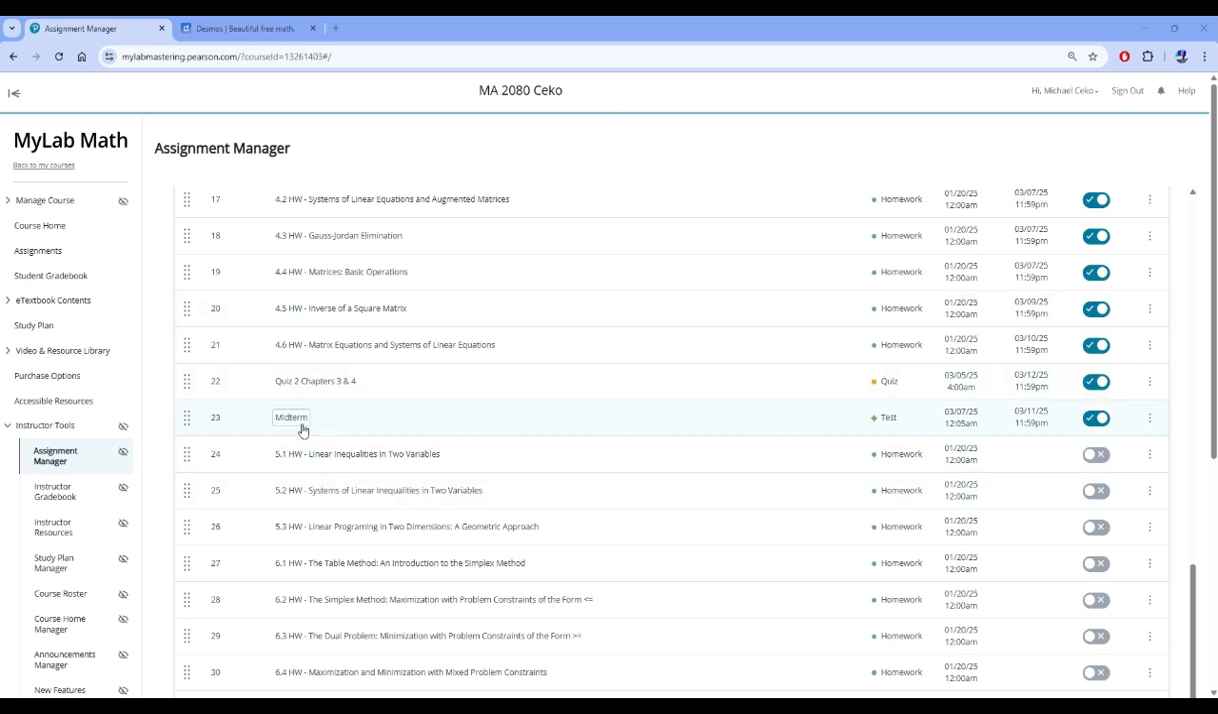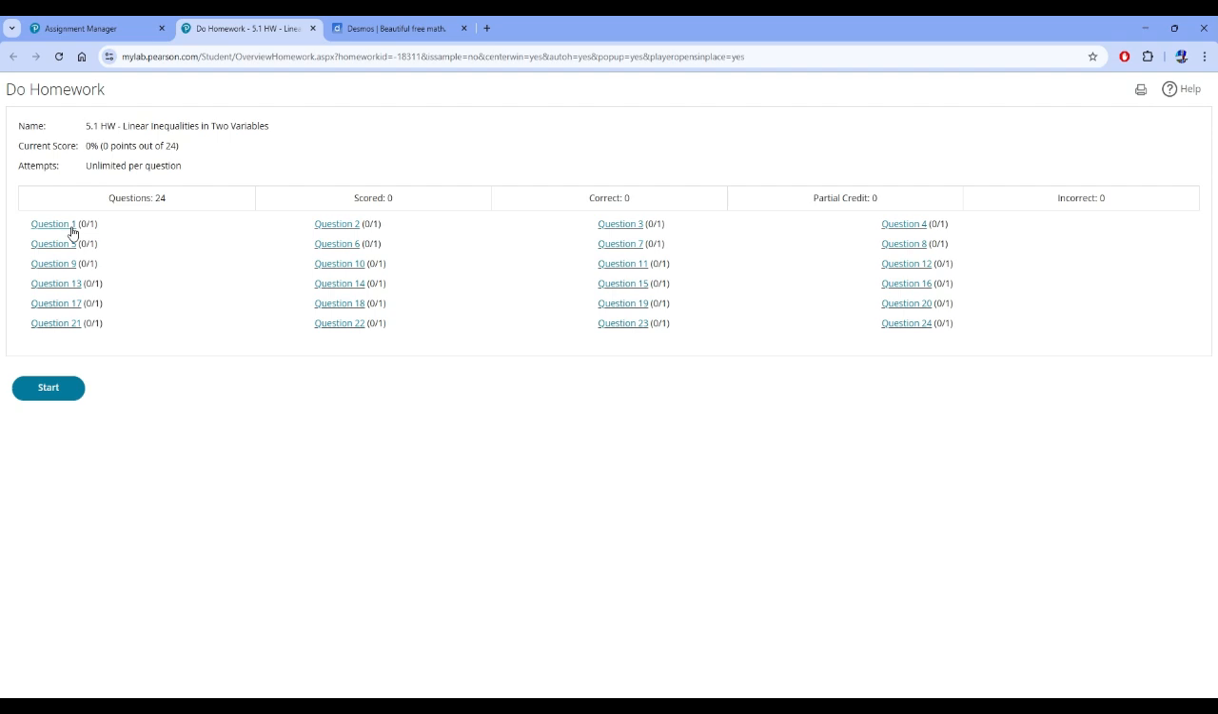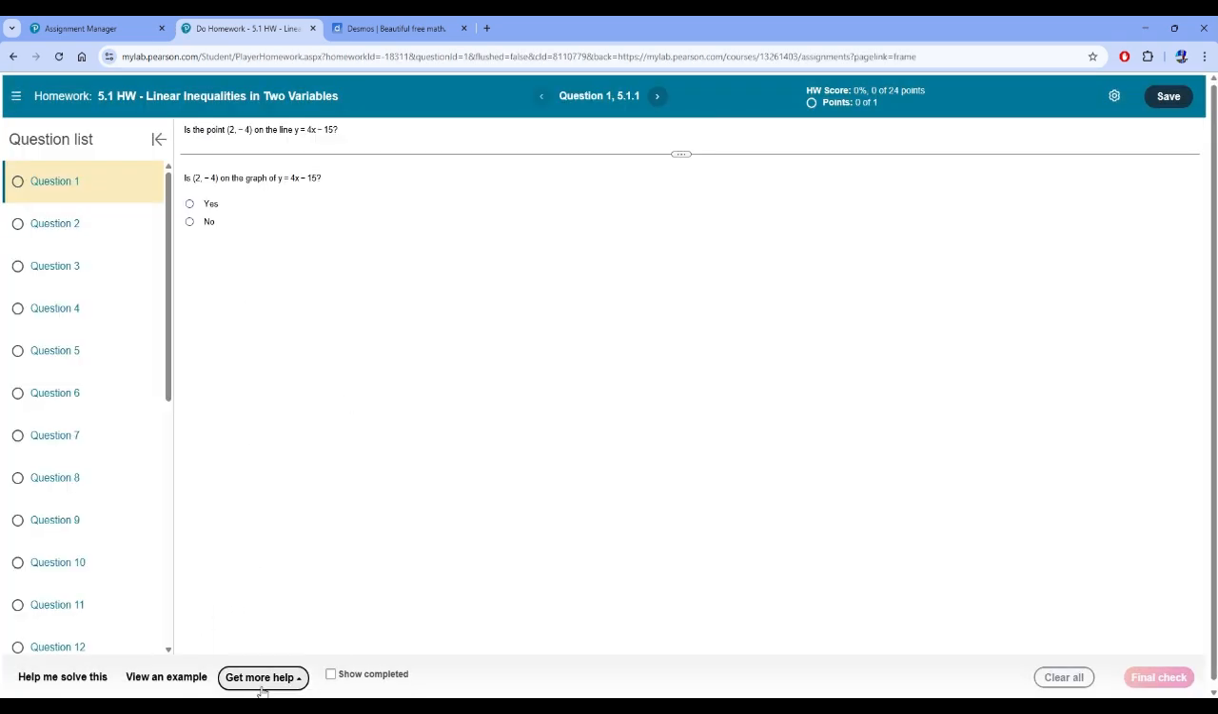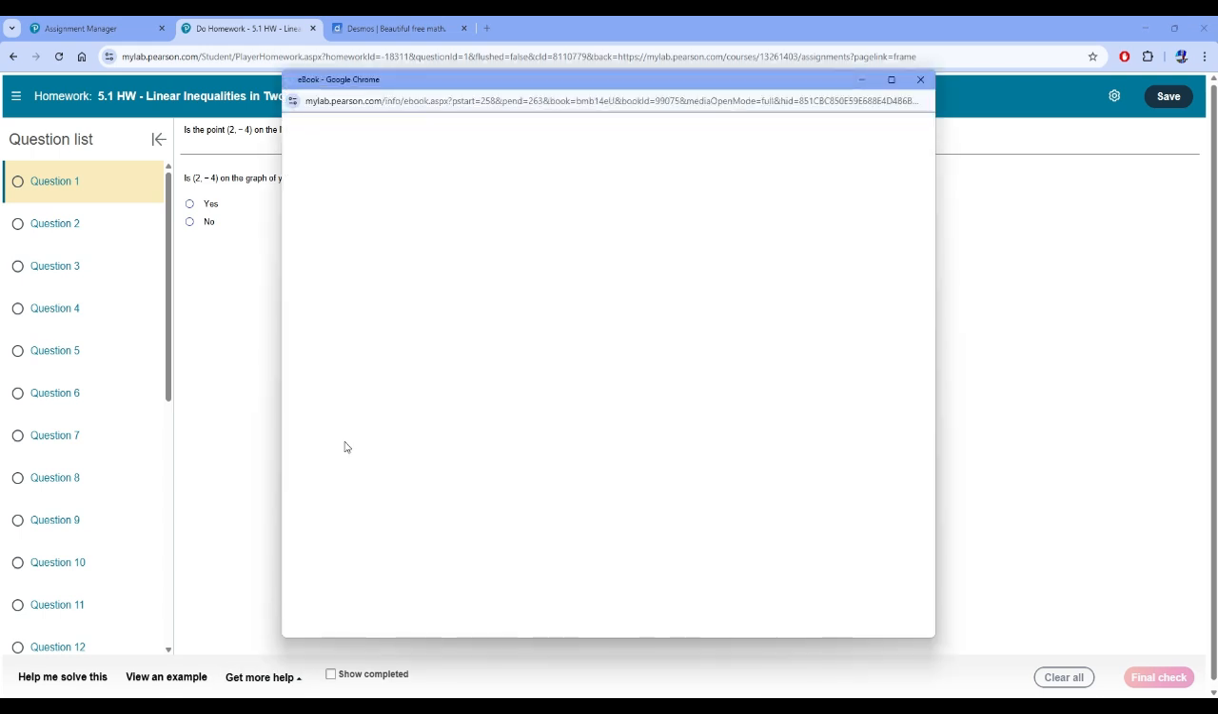Okay, so we just had our midterm, and now we are moving on to chapter 5.1, linear inequalities in two variables. So, as always, we're going to go to preview. We're going to take a look at the textbook, and then we are going to start attempting some questions. So let's go take a look, get more help, go straight to the textbook, and let's get started.